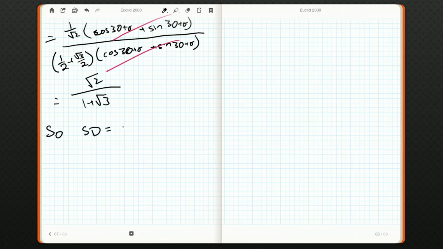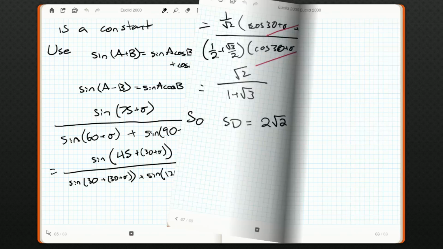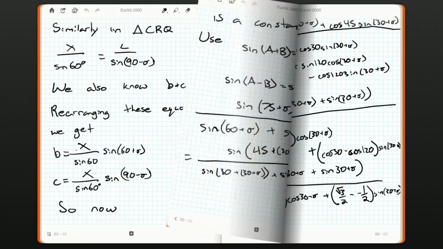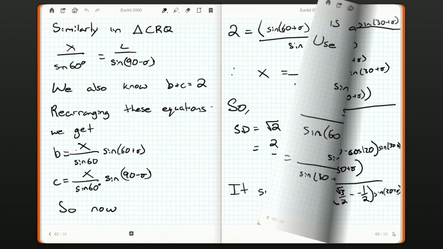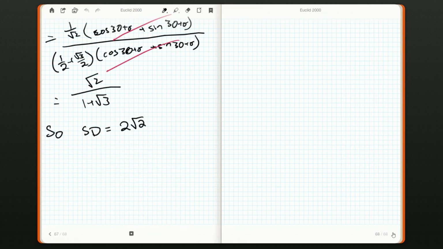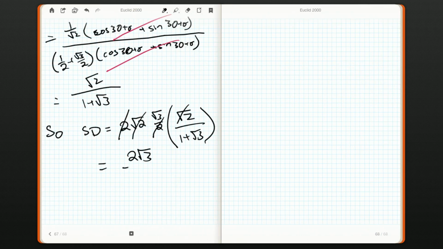So SD was 2 root 2, I think, times this constant. Well, let's just double check. Yeah, 2 root 2 sine 60 times this constant. So we have to throw in the sine 60 degrees here. Sine 60 degrees, that's root 3 over 2 times root 2 over 1 plus root 3. And those two will cancel out. So we should get 2 root 3 over 1 plus root 3.